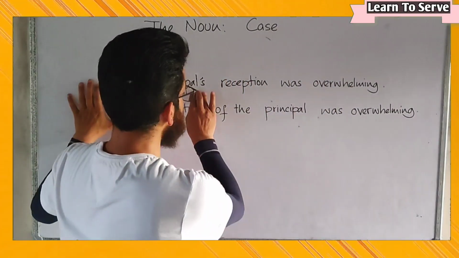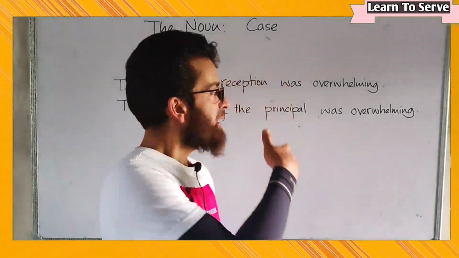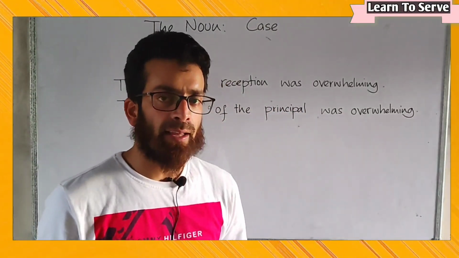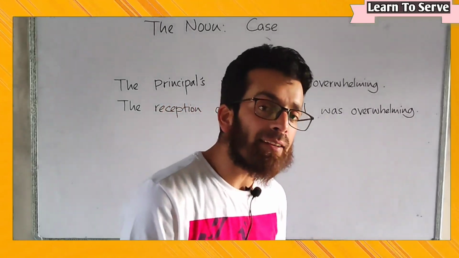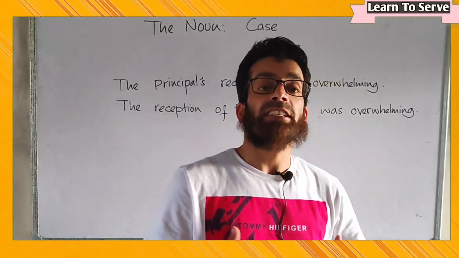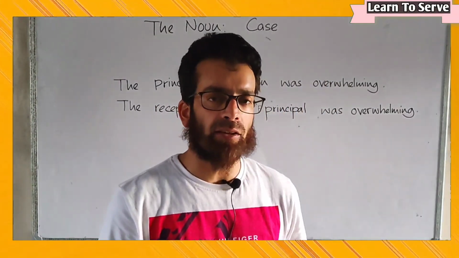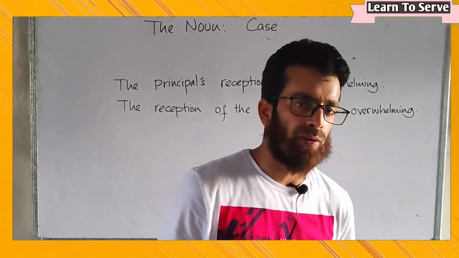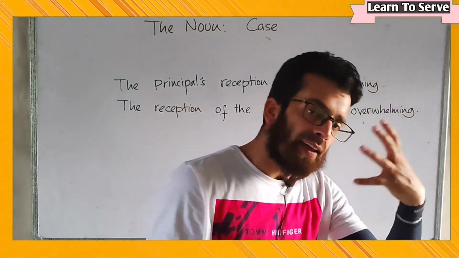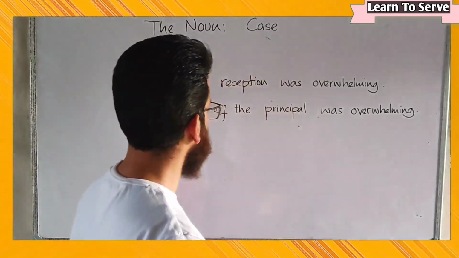For example, in the first sentence, where principal is in the possessive case, the principal's reception was overwhelming, that means the reception was done by the principal. The way the principal received his staff or students, that was overwhelming, spectacular, astounding, beautiful. So here the principal receives the guests, the staff, the students, whatever you can imagine.